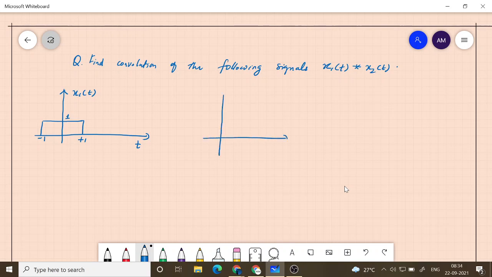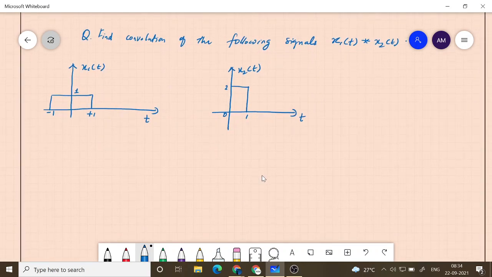And x2 of t as a function of t, let's say it is 2 from 0 to 1. So these are the two functions, both are square pulses. We want to find out the convolution of these two signals.